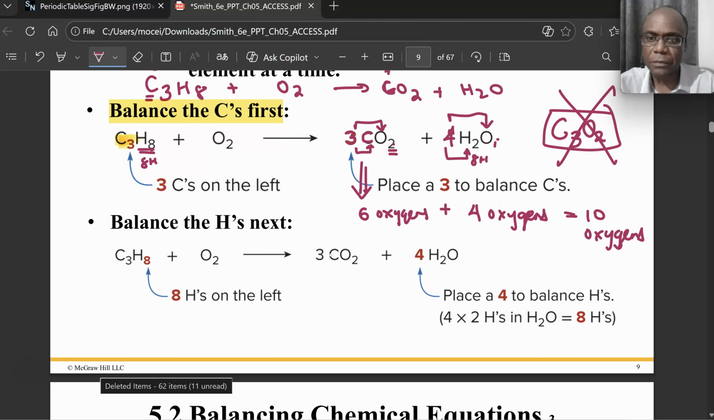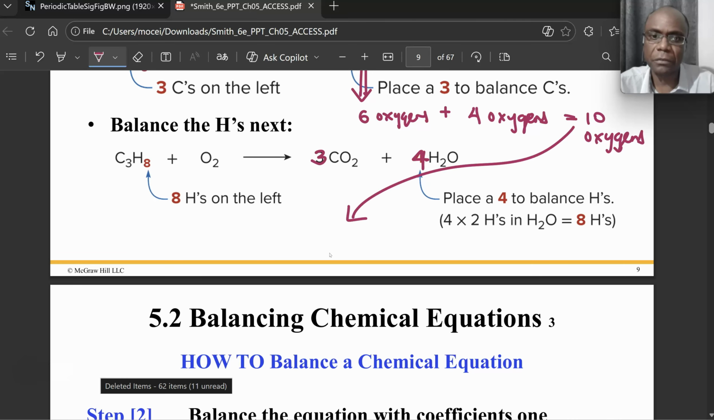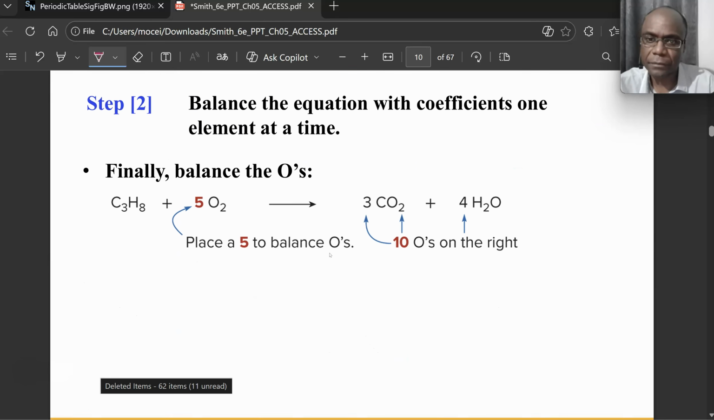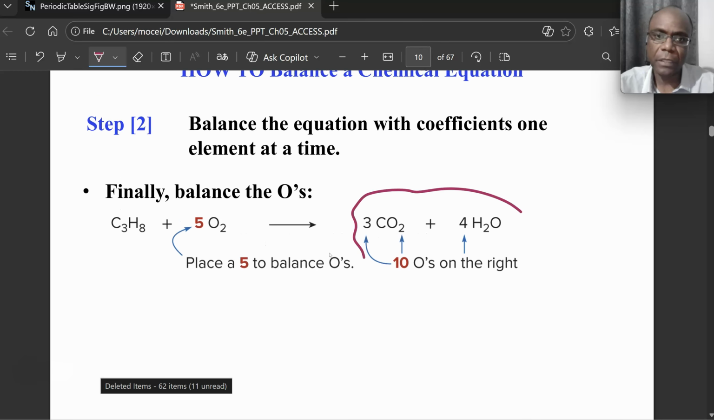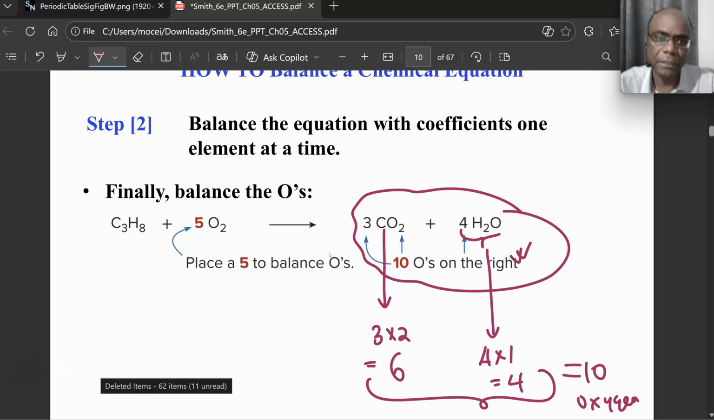So from this point we know our hydrogens are balanced by putting the 4 here, and of course our carbon is balanced by putting the 3 there. And now I've shown you that we have 10 oxygens on the right side, so we have to take care of that. I've shown you how we get 10 oxygens on the right side. In CO2 it is 3 times 2, which gives us 6 oxygens. In water it is 4 times 1, which gives us 4 oxygens. You add these up, you're going to get 10 oxygens.